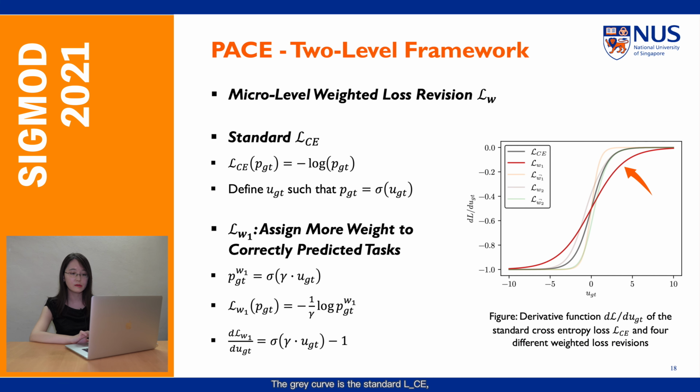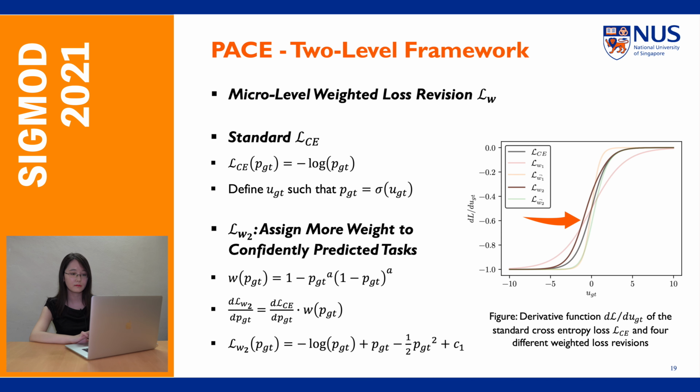The gray curve is the standard LCE, while our LW1 is shown as the red curve. We can see that as soon as UGT exceeds 0, which means the task is correctly predicted, the absolute value of LCE's derivative with regard to UGT becomes small. Compared with this, our proposed LW1 assigns a larger absolute value of the derivative, meaning that it gives more weight to the correctly predicted tasks.